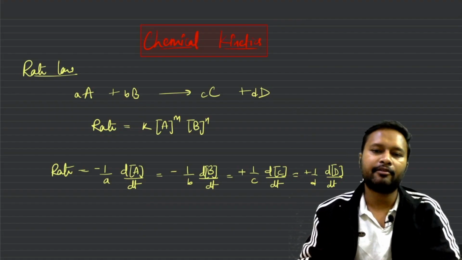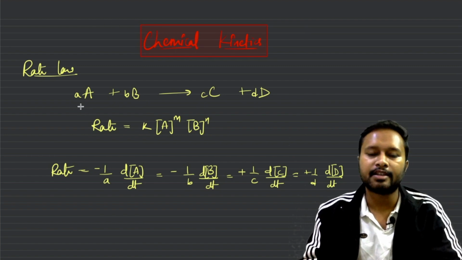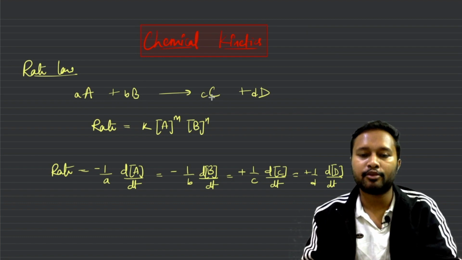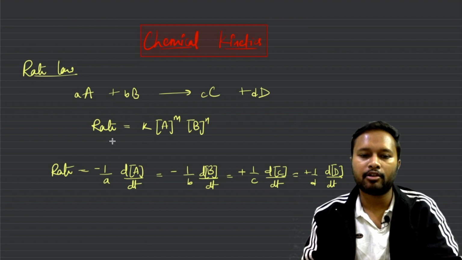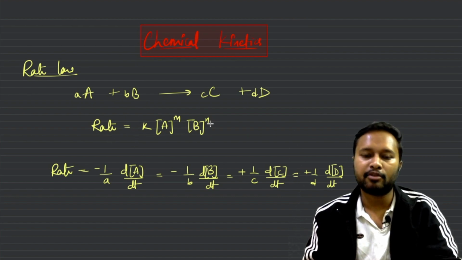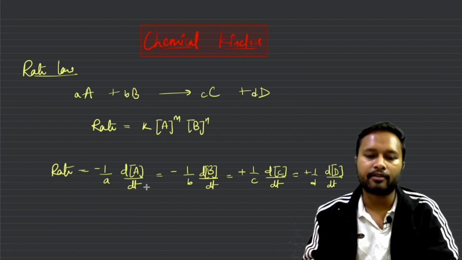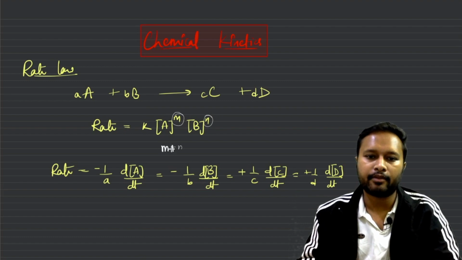Alright guys, we'll start from the very basic, that is the rate law equation. You know that if a particular reaction is given like this, that small a moles of A is reacting with small b moles of B to give you small c moles of C and small d moles of D, then according to the rate law equation, the rate of the reaction will be given as k [A]^m [B]^n, where this m and n are actually the orders of the reaction. So m is the order of the reaction with respect to A and n is the order of the reaction with respect to B. The overall order of the reaction will be given by the sum of m and n.